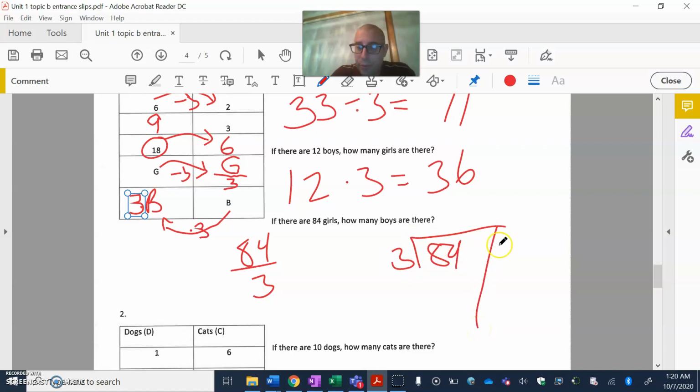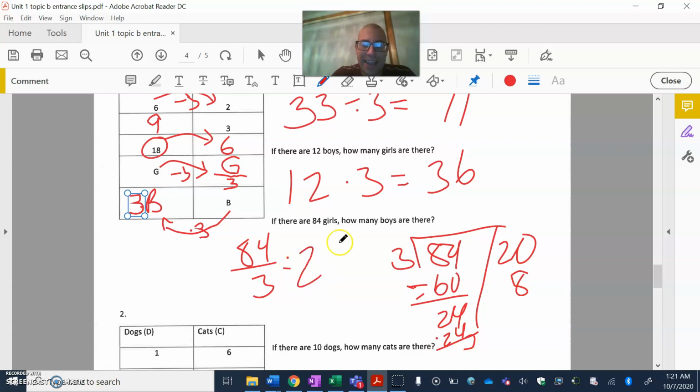How about 20 groups to begin with? That's not bad because 20 times 3, 60. All right, so I've got 24 left after I subtract. How many groups of 3 can I take out of 24? Yeah, that's 8 of them there. Now I'm done. So that tells me 28. So I'm dealing with 28 boys in this situation.